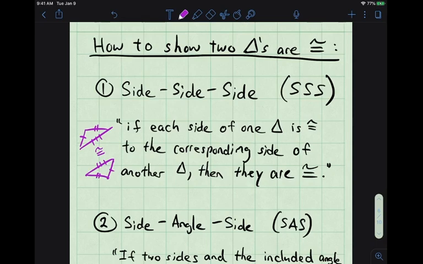Or you can see that I rotated this triangle clockwise 180 degrees and then translated it down, and then I'd get that same triangle. But now we're moving to these words, these three words, side, side, side. If I can find three matching sides, then I have congruent triangles.